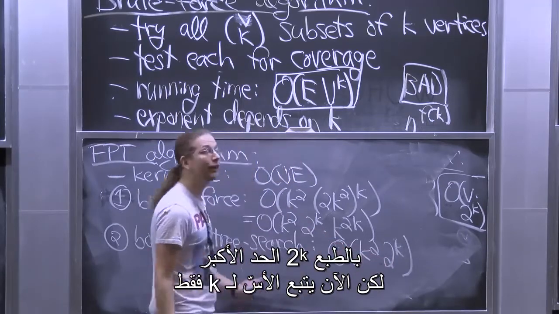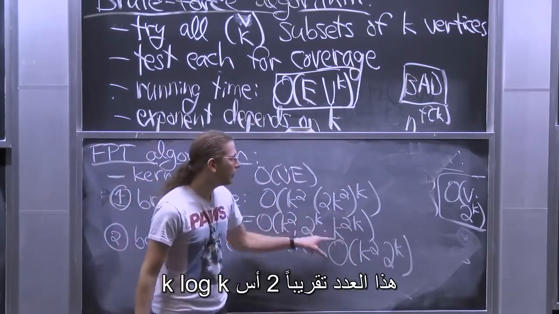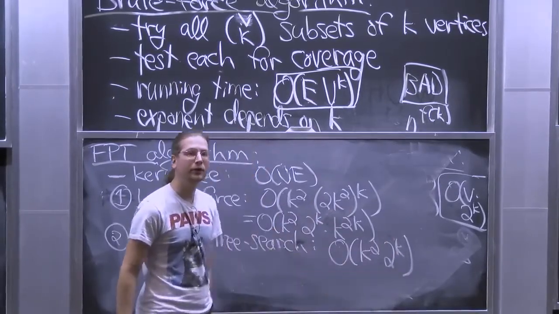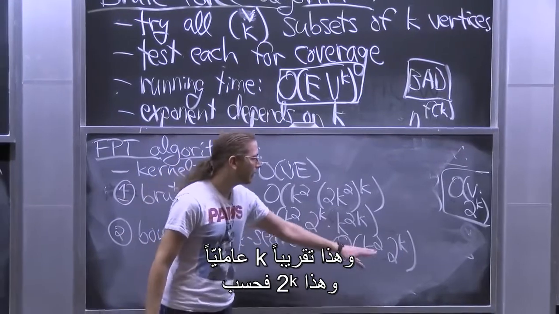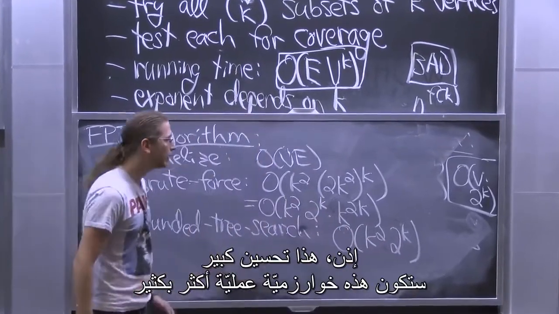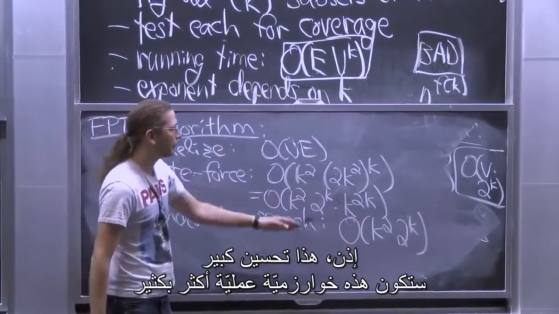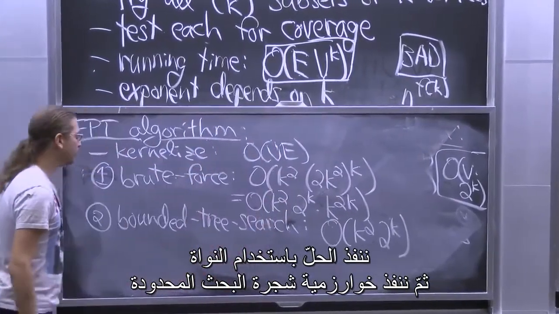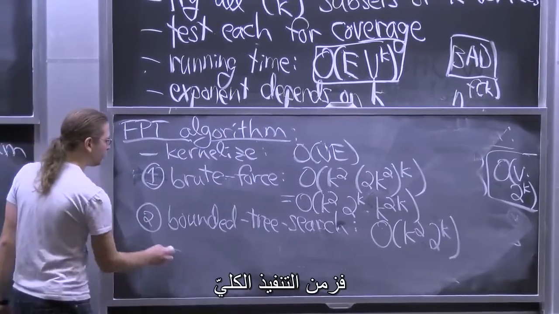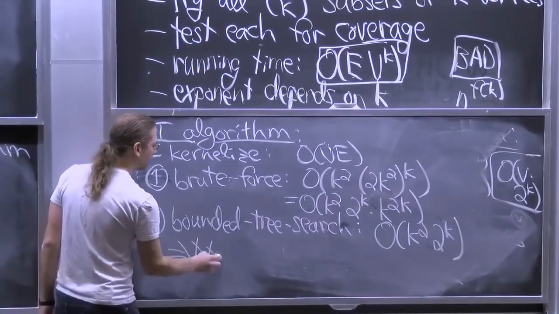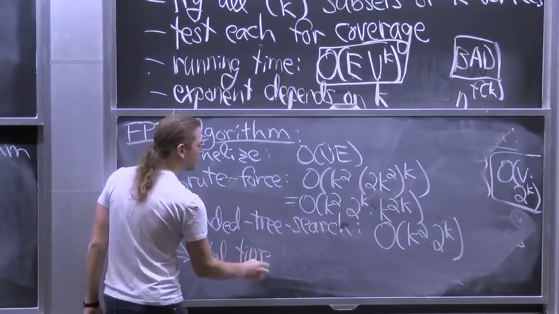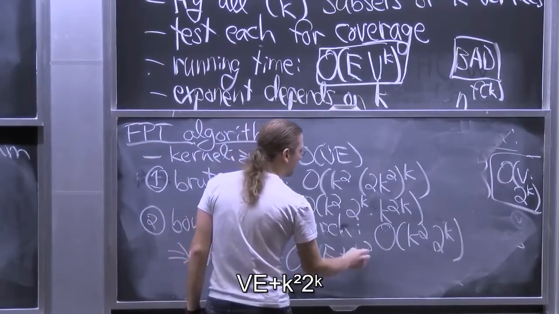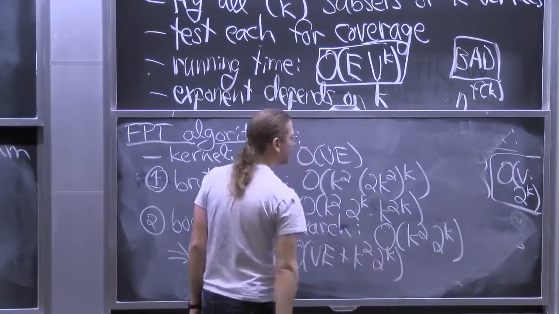But now it's only singly exponential in k. This thing is like 2 to the k log k. This thing is only 2 to the k. So it's better. This is like k factorial, and this is just 2 to the k. So it's a big improvement. This will be a much more practical algorithm. So we run the kernelization, then we run the bounded tree search algorithm. And so the total running time is, say, VE plus k squared times 2 to the k.